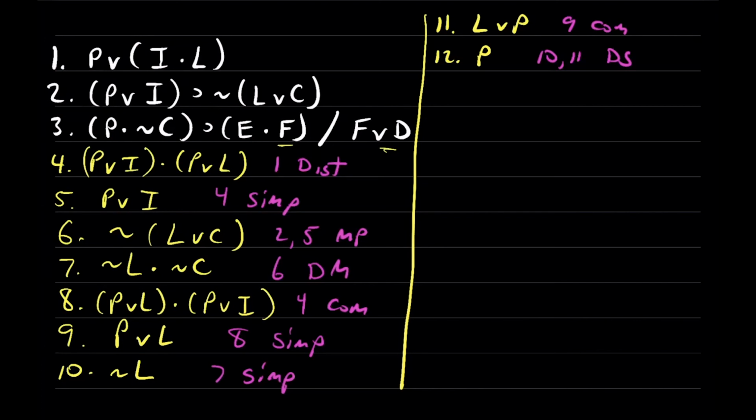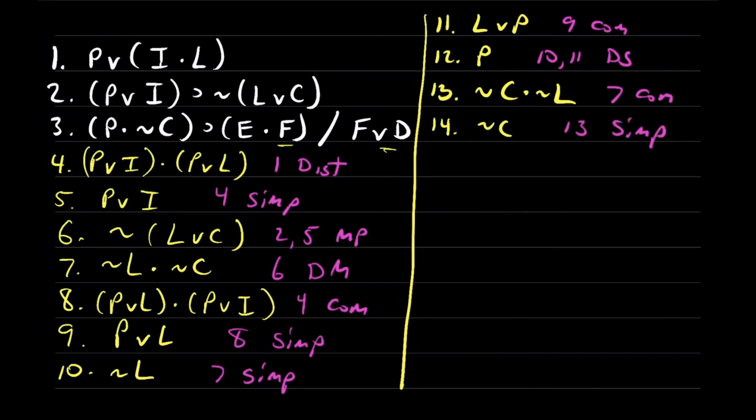But in order to be able to get not C on its own line, we first need to reverse the order of that conjunction on line 7, so not C is on the left. So not C and not L. That's going to follow now from line 7 by commutativity. And we're doing that so we can simplify to get not C on its own line, which is what we said a moment ago. So line 13 by simplification.